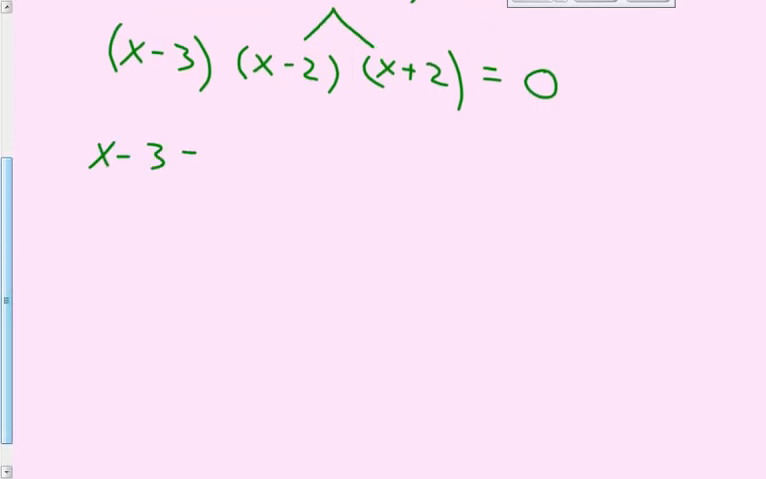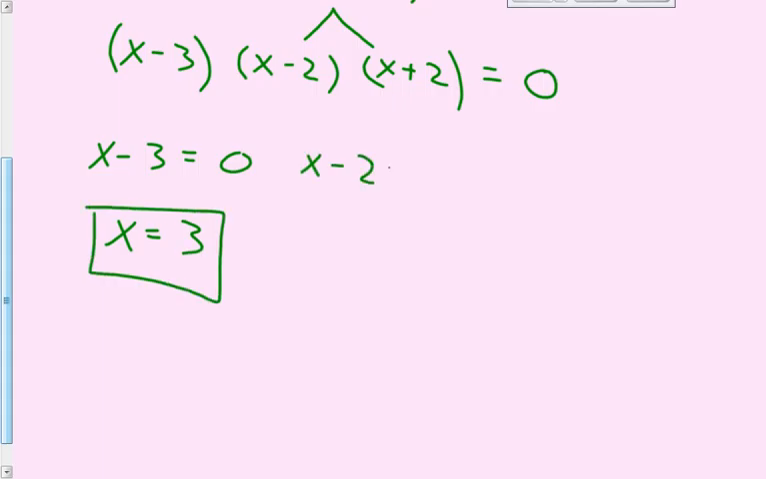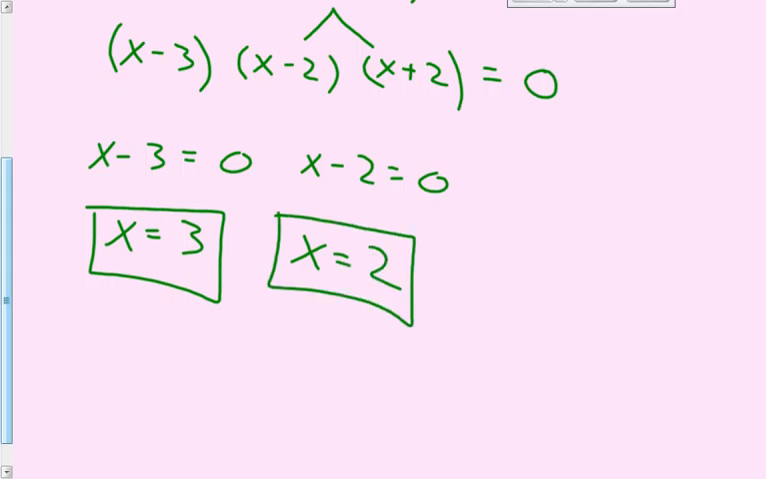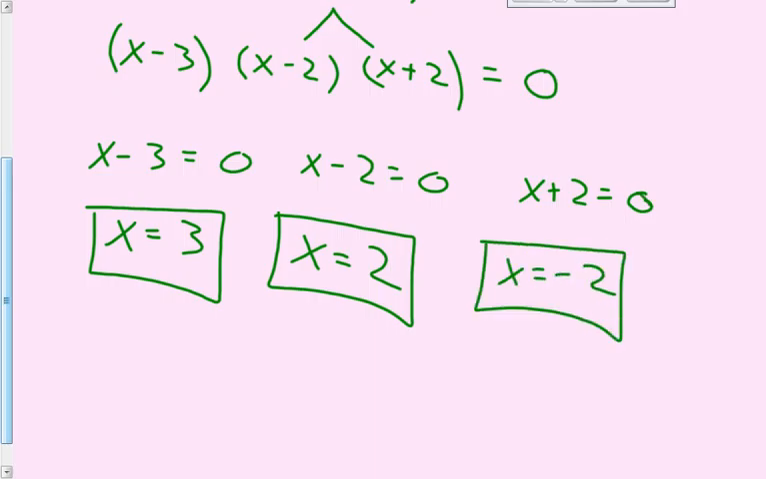So now you could set all 3 of these quantities equal to 0. x minus 3 equals 0, so x equals a positive 3. There's one of your answers. x minus 2 equals 0, so x equals a positive 2. And x plus 2 equals 0, so that means x equals a negative 2. So there's your 3 answers for this one. x equals 3, and x equals plus and minus 2.